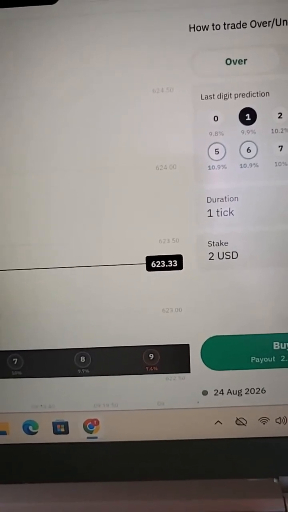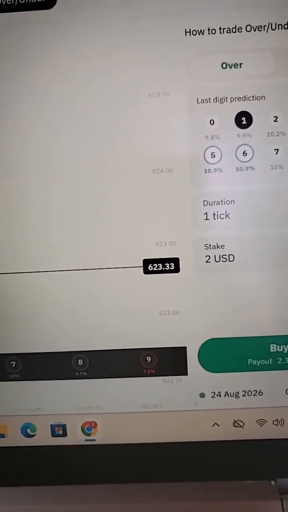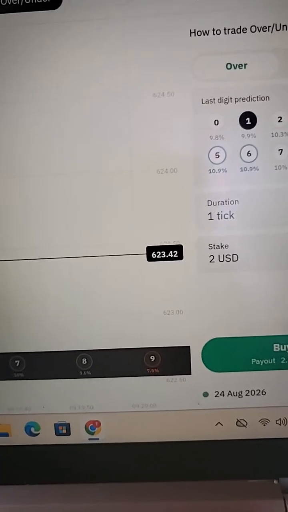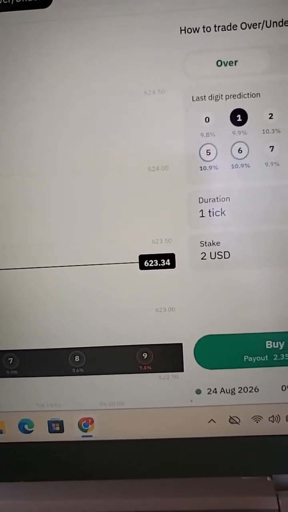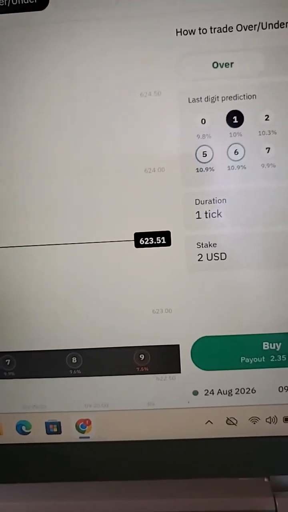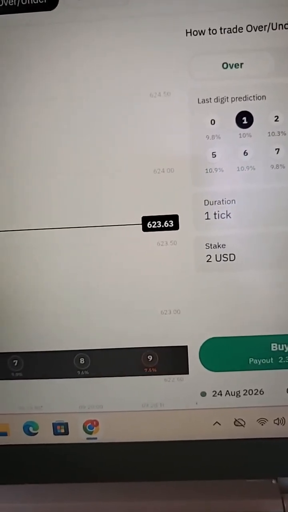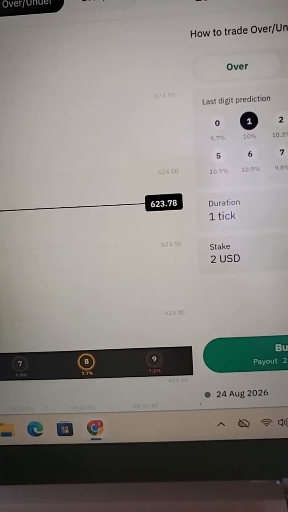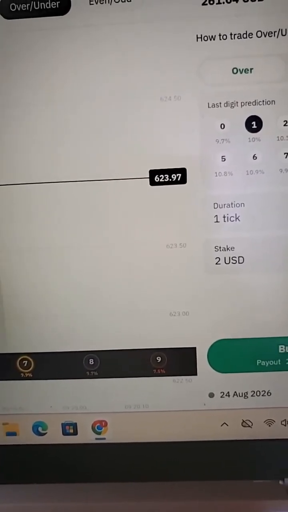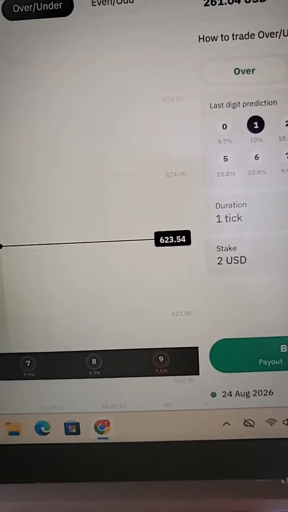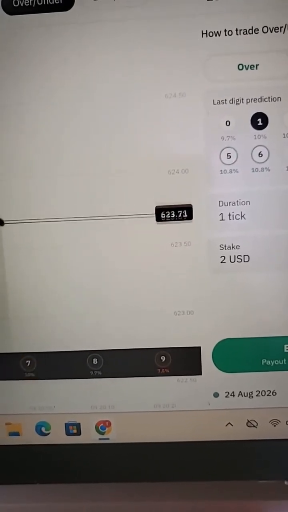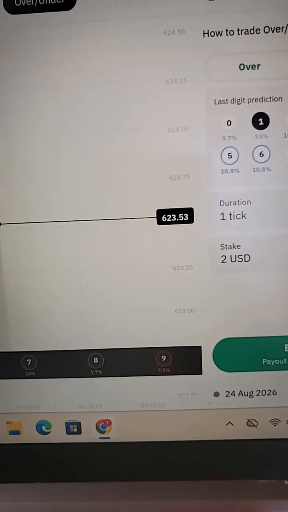Rule number 1 is whenever you see digit 0 or 1, because we are trading over 1. Are we together? We are trading over 1, and the rule is this one. Anytime digit 1 has appeared like that, then followed by 3, you should not trade. Or followed by 2, should not trade. Or followed by any other digit less than 3. Are we together?